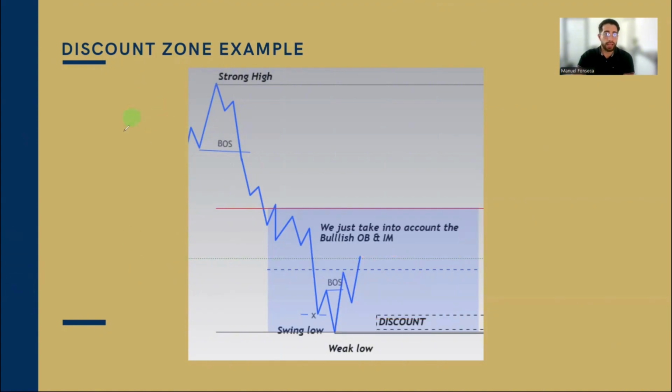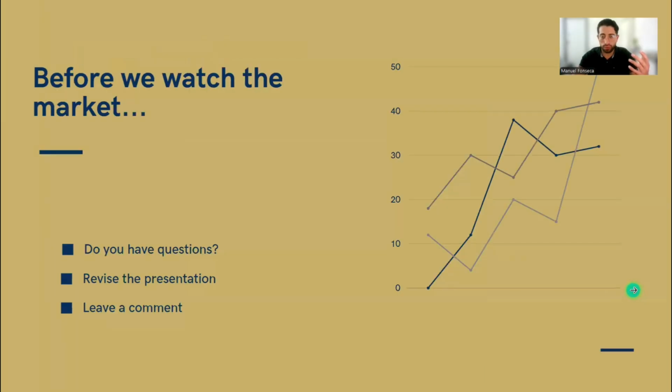Okay, so this is the clear example of a discount zone, guys. Now what are we gonna do? This is a simple topic, but because we have to mix it or bond it with the previous order, we of course need to realize how it works.